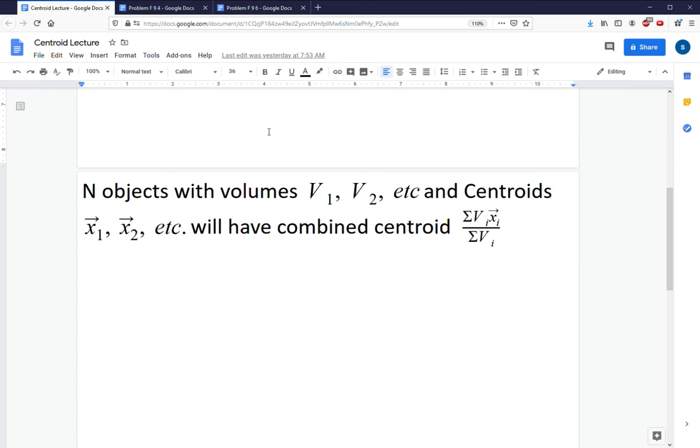If you can break it up into a number of pieces that each have an easily found center of mass or centroid, then you can find the net center of mass or centroid by using this formula right here, where Vi is the volume of the ith piece, Xi is the position of the center of mass or the centroid of the ith piece. So this sum divided by this sum should give you your new centroid or center of mass.